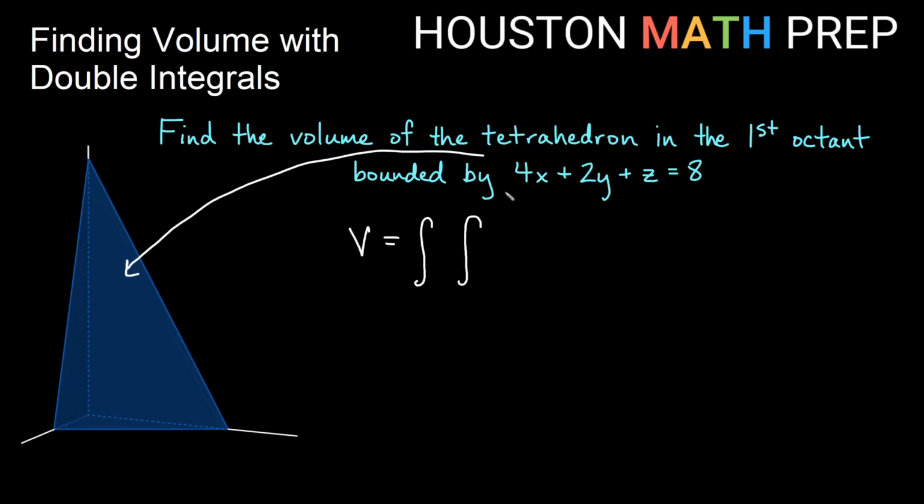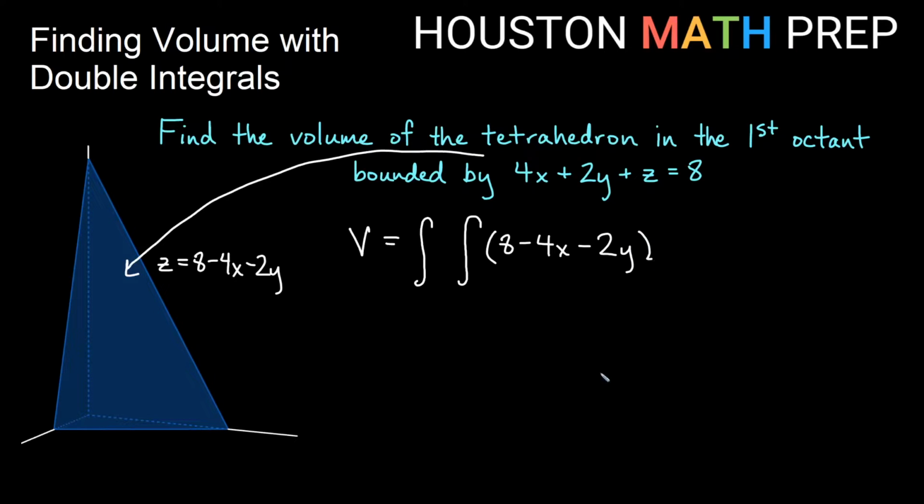So if I rearrange this in terms of z equals, then I would move these two terms over, subtract them to the other side. That's going to be z equals 8 minus 4x minus 2y. So that'll be my height function. Remember that if you need to solve for z and get it explicitly, then make sure you do that first before you set up your height function in your integral.